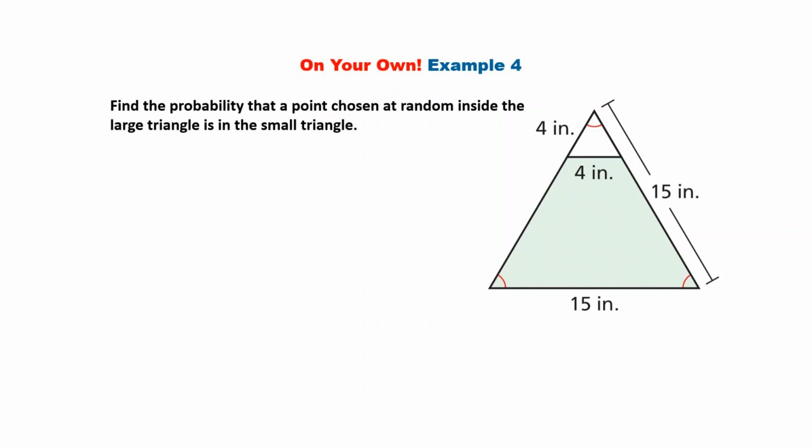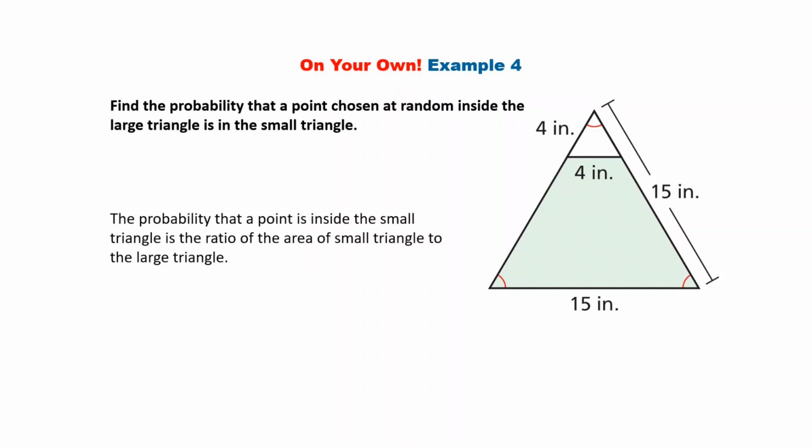All right, so this one says, find the probability that a point chosen at random inside the large triangle is in the small triangle. So I hope that you realize that the probability that a point is inside the small triangle is the ratio of the area of the small triangle to the large triangle. So that's the key thing here. It's the ratio that we're going to be doing. All right, so we're talking about area.